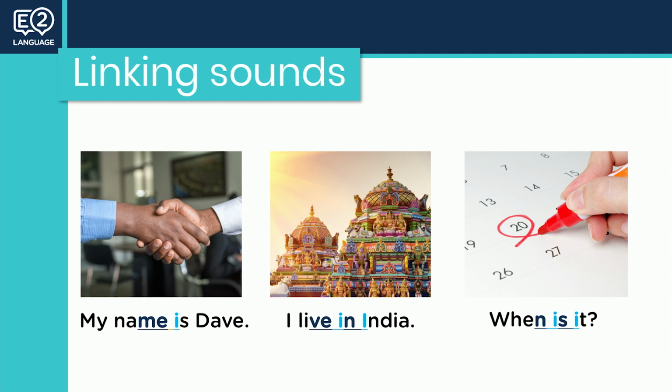I live in India. Say it properly. When is it? Say it properly. By properly, I mean my name is Dave. My name is Dave. I live in India. When is it? These are all examples of links.